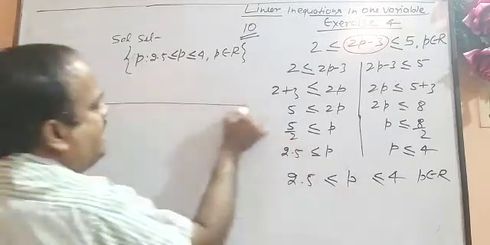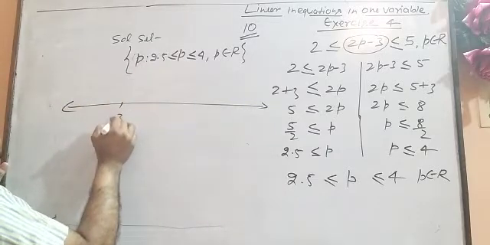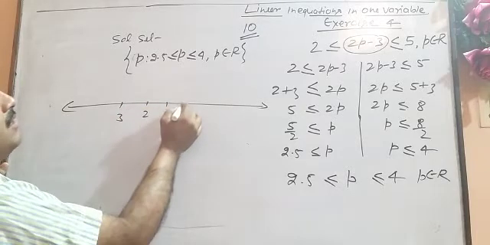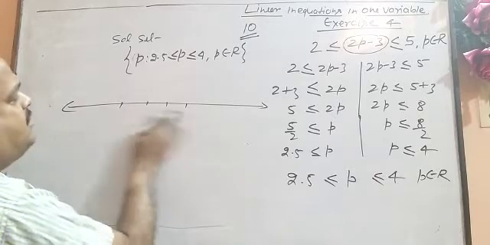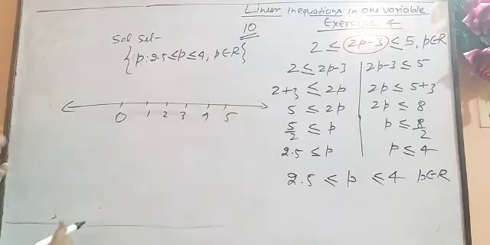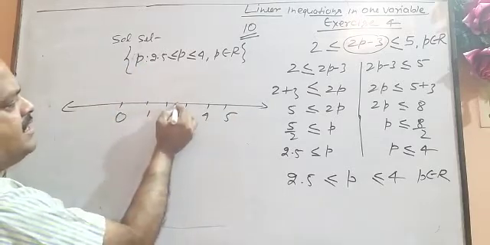Now draw the number line and mark these boundaries. 3, 2, 1, 0. Oh, sorry, positive numbers now. 0, 1, 2, 3, 4, 5. So this 2.5 should also be marked, which comes in between 2 and 3.